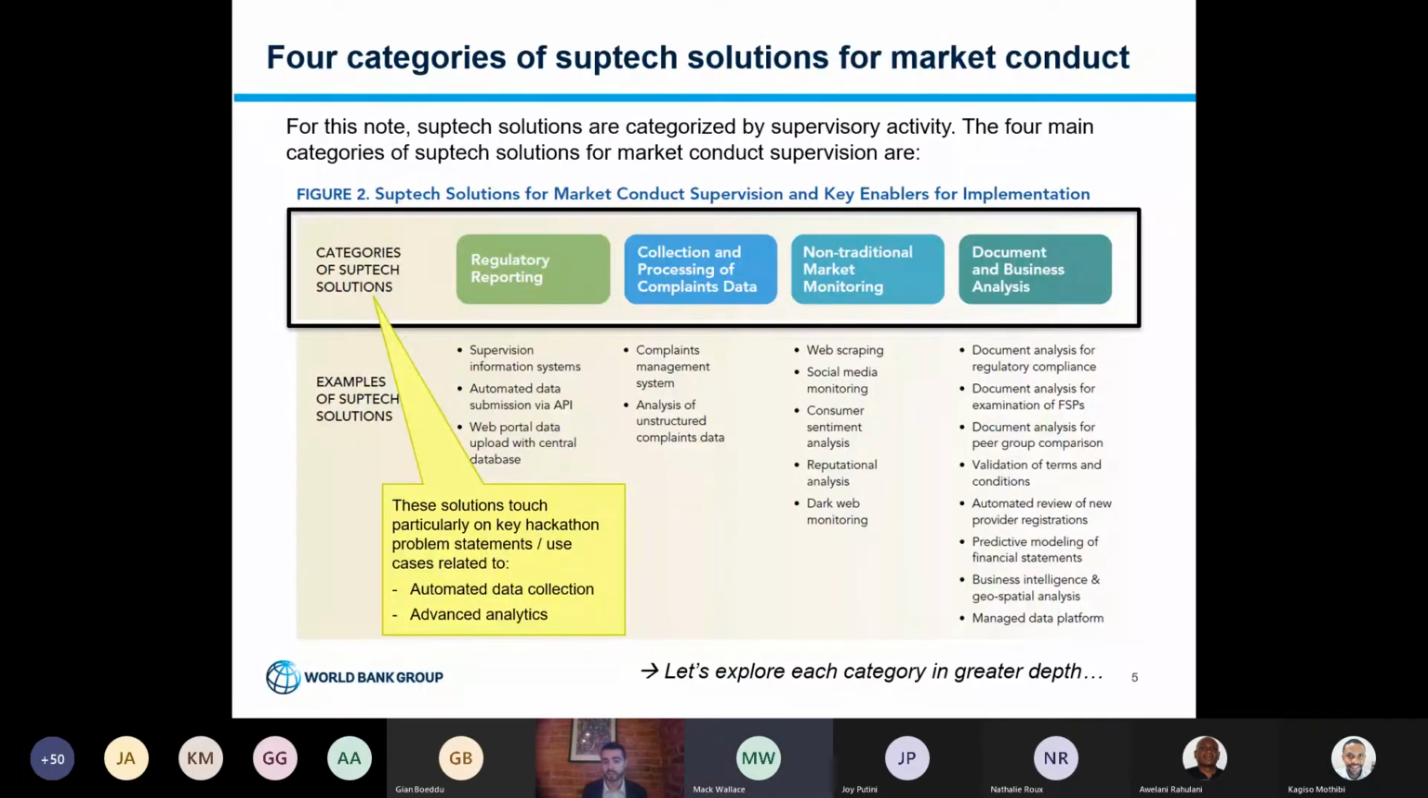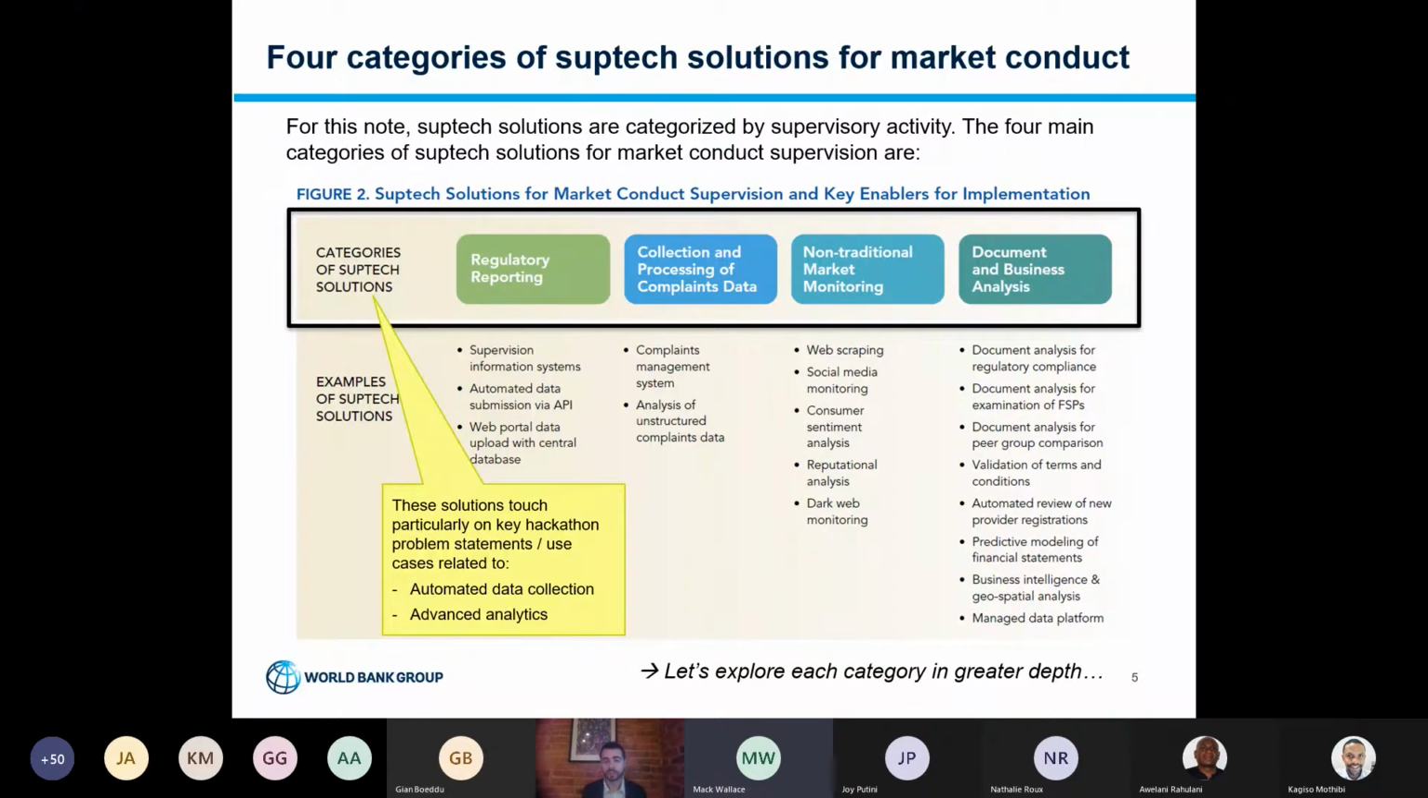During today's presentation, I'd like to introduce on a high level the 4 categories of Suptech solutions we observed for market conduct or consumer financial protection supervision. And then I'll introduce on a high level one example for each to make this a bit more real for each of you listening in.